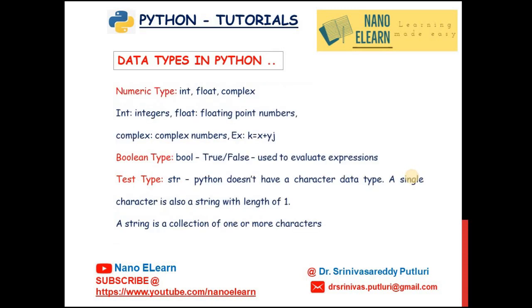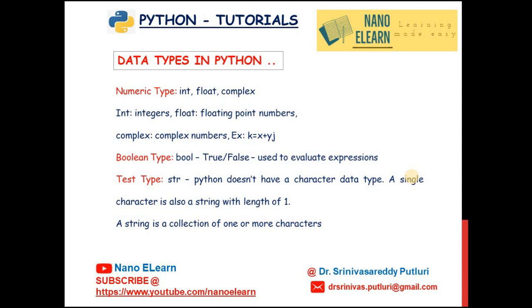What are numeric types? Int are integers, which are whole numbers, non-fractional numbers. Float are floating point numbers, which are decimal point numbers. Complex numbers, for example, if you take a complex number k is equal to x plus yj. Here generally in mathematics we will use i in place of j, but in Python we use j. Boolean type or bool is used to evaluate different expressions which are true or false.